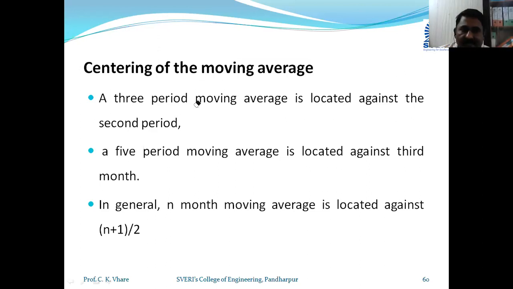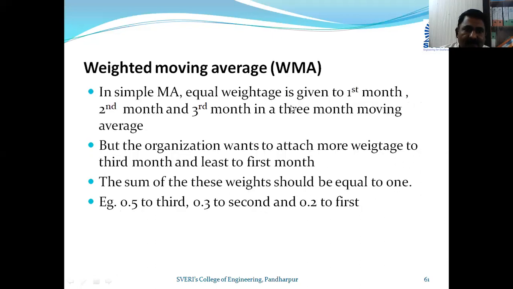So in this way, the center of this moving average is there. And then let us proceed further. The weighted moving average method. I have given you the idea that in the simple moving average, divided by 3, the weightage is 0.33 for each case; divided by 5, the weightage is 0.2 for each case.